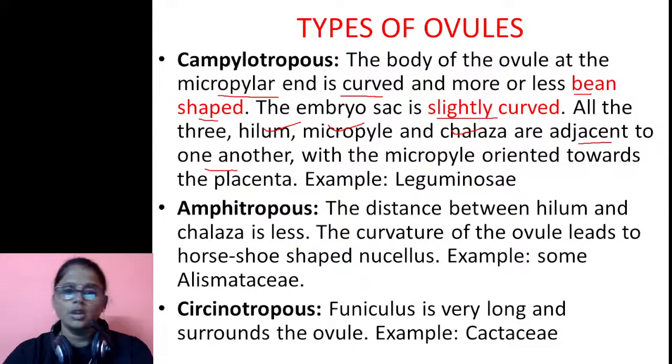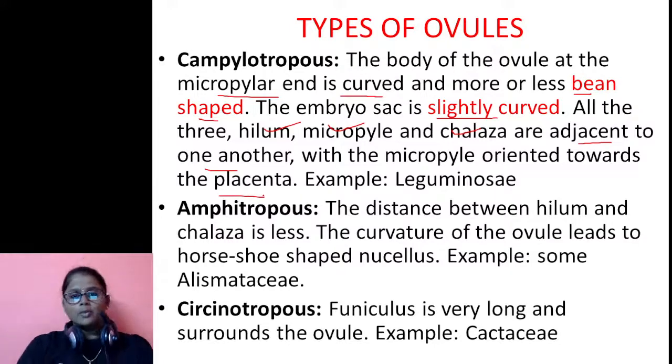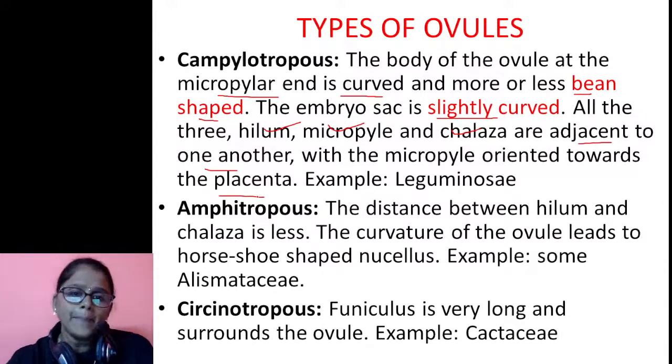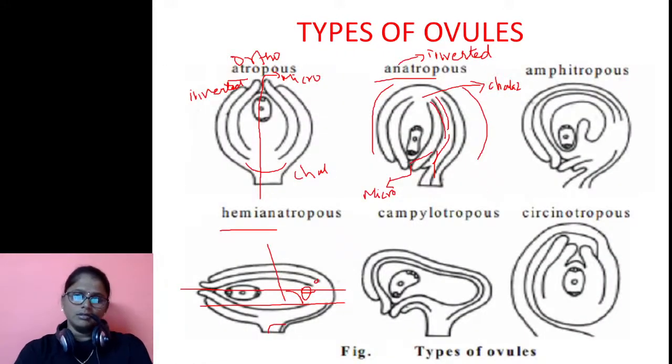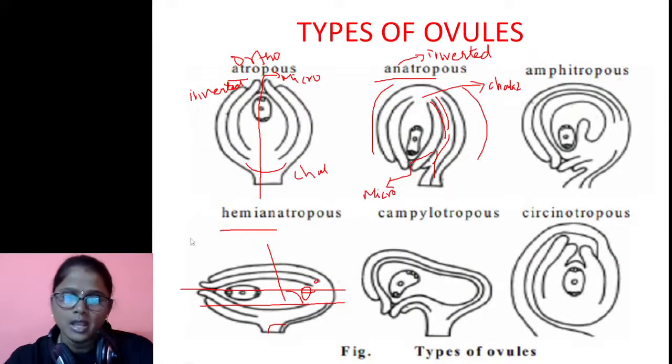They are arranged one next to the other. And the micropyle is oriented towards the placenta. So the micropyle will be seen close to the placenta. So that is the campylotropous. An example is the leguminous, that is the botany variety. Those come under campylotropous. Here you could see very clearly the campylotropous.